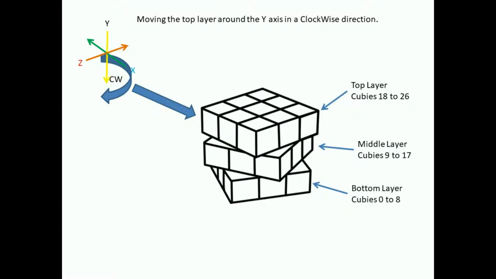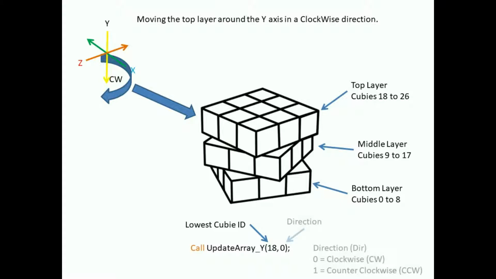One called update array y, x and z. To do this, we need to also send 2 pieces of information. One, we need to tell it which layer of the cube that we're working with, and I've chosen to use the lowest cubie location number for that layer to do this. And the other thing we need to do is tell it which direction we want to rotate: 0 for clockwise and 1 for counterclockwise.